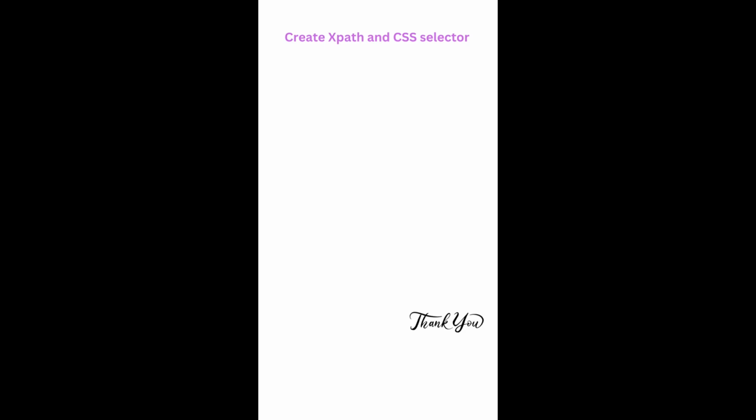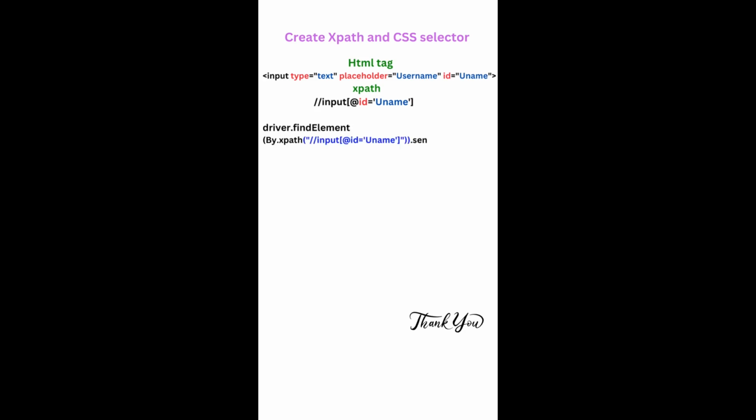Create XPath and CSS selector from HTML tag. Here we have an input tag, which has 3 attributes like type, placeholder and ID and their respective values. First let us write XPath. It starts with / then tag name, inside the square bracket give ID attribute and its value. Then, write the statement and use sendKeys method to enter text. Next, we write CSS selector using ID attribute. So we can write #uname and write the statement and pass the text using sendKeys method.